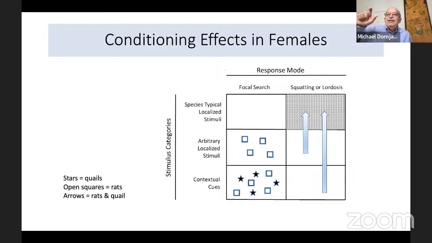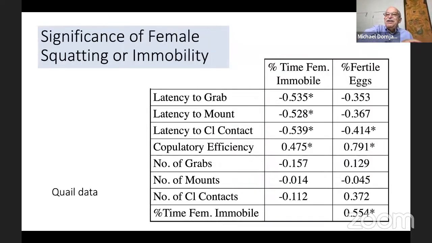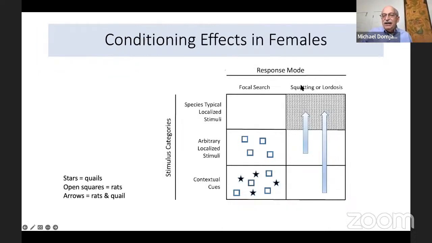So in this paradigm, the presence of a male is the probe stimulus. And if the female is tested in a context that had become conditioned, she is much more reactive to the presence of the male, and that shows up as longer durations of squatting and more likely to show lordosis. Now, why is that important? Because reproductive success, at least in quail, is driven entirely by the duration of squatting.